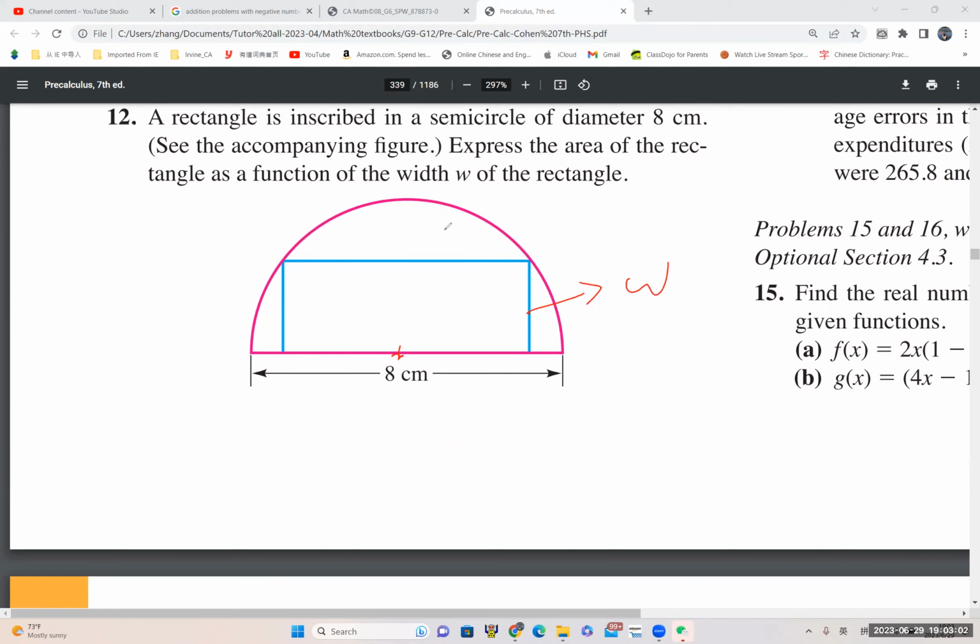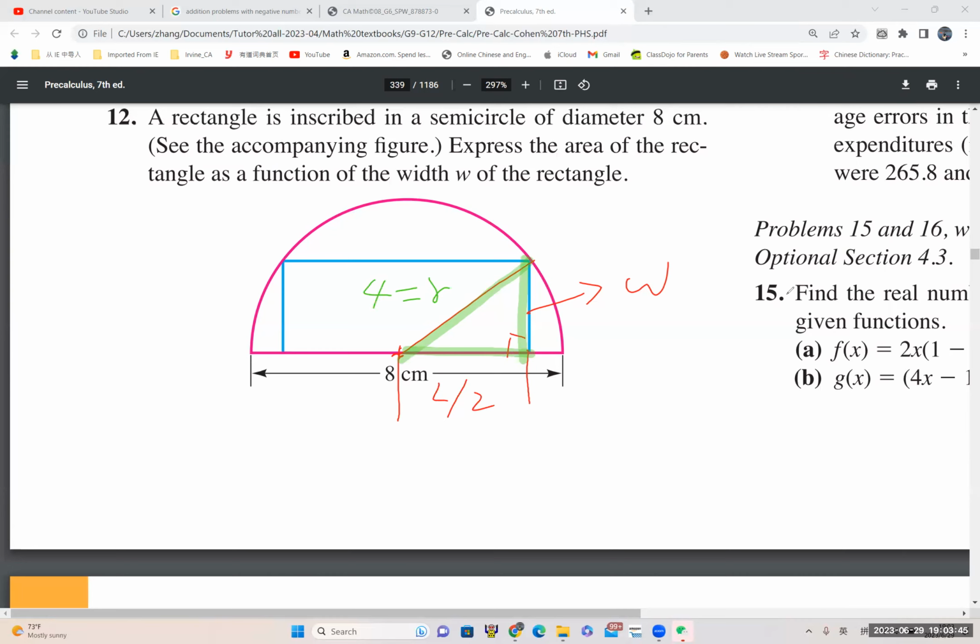So suppose here is the midpoint for the length. Then here we make a right triangle, right? From here to here is half of the length. In this right triangle, the hypotenuse is just the radius. As the diameter is 8, the radius is 4.